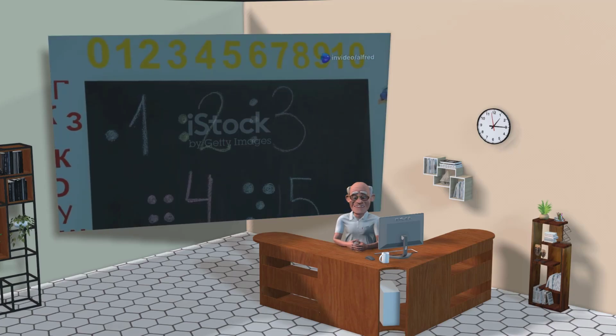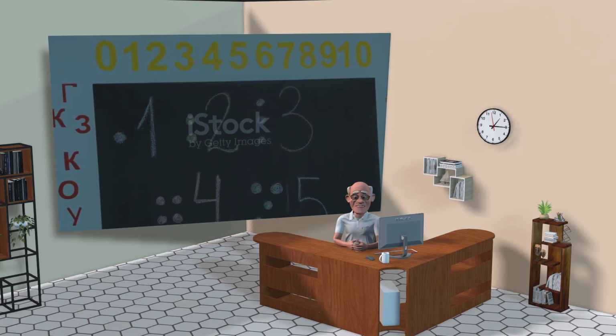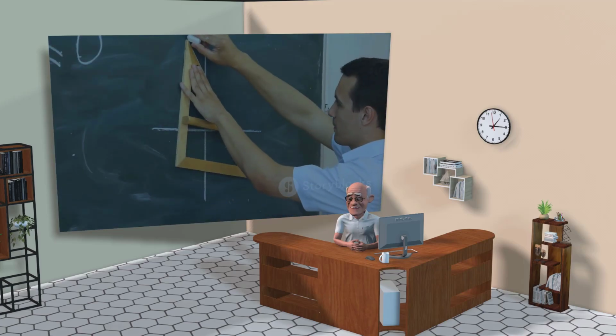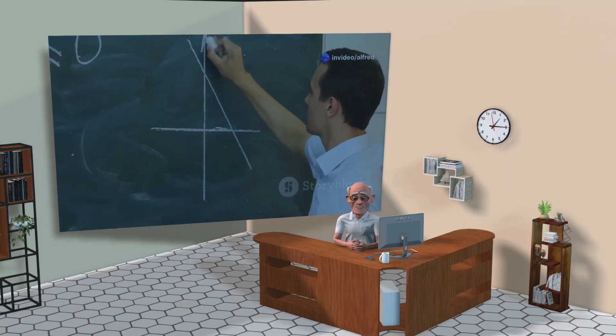The top number is the numerator. It tells us how many parts we have. For example, in the fraction 3/4, the numerator is 3. The bottom number is the denominator. It tells us how many parts make up the whole. In the fraction 3/4, the denominator is 4.